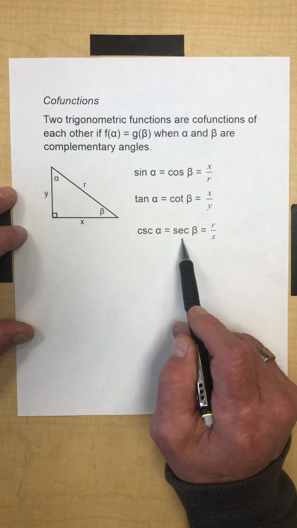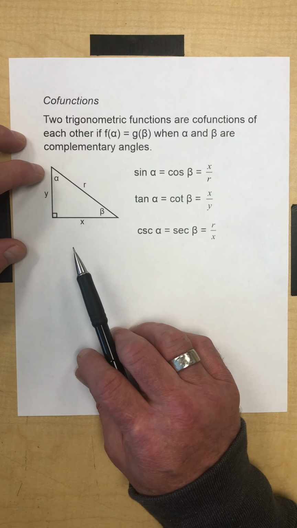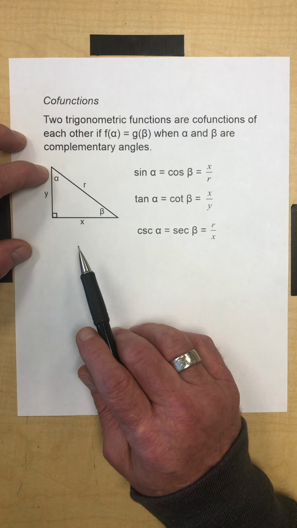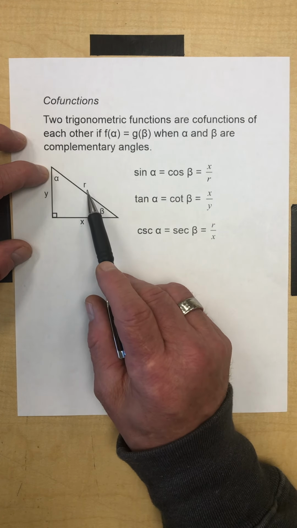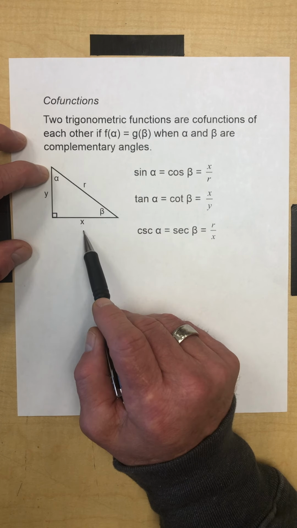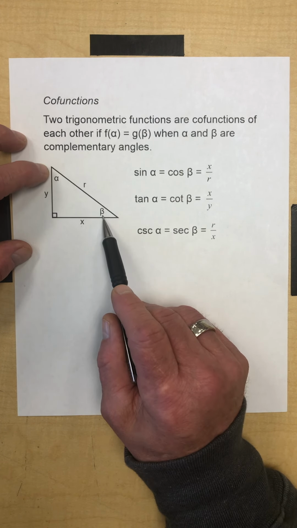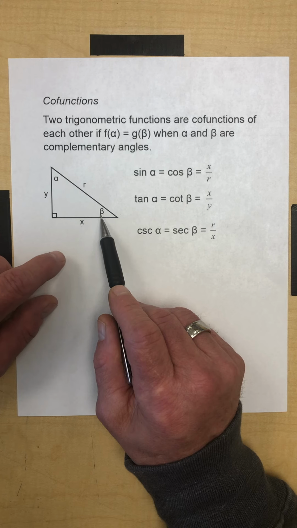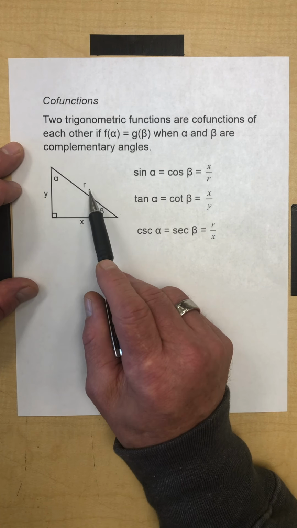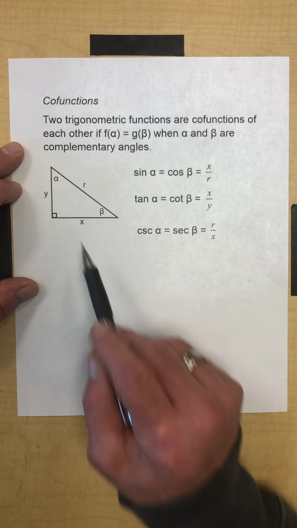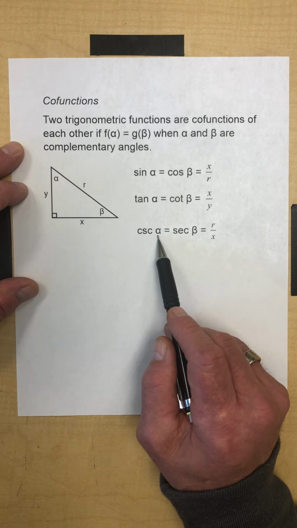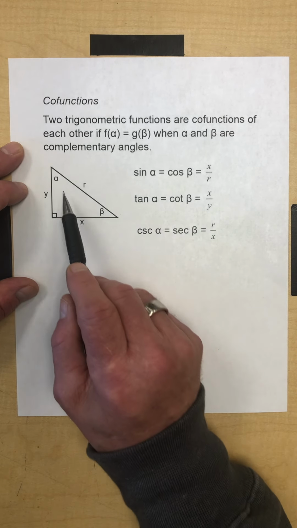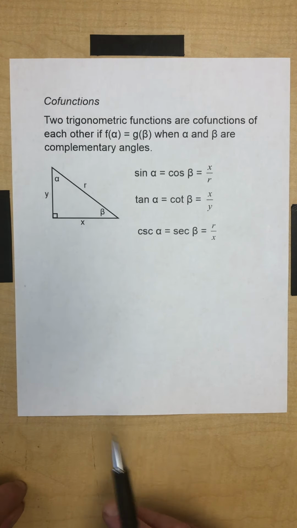Cosecant and secant. Let's see. If I do cosecant of alpha, well, cosecant is the reciprocal of sine, so that would be hypotenuse over opposite, so r over x. Secant of beta, and secant is the reciprocal of cosine, so that would be hypotenuse over adjacent. So again, you're getting r over x. So the cosecant of one acute angle is equal to the secant of the other acute angle because these 2 acute angles are complementary. And so we have pairs of co-functions.